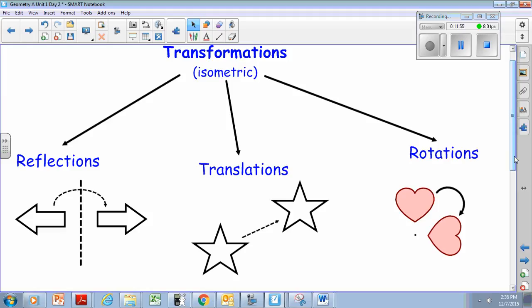ISO, I'm underlining the ISO, which means the same. Metric usually means to measure. In this case, isometric is what you are every time you come in and out of this room. Every time that you go home and get a ride home, you are isometric. Isometric just means no matter how you move, your size doesn't change. So the first arrow that got flipped over to be the image, the star that got slid up, and even the heart that was broken.